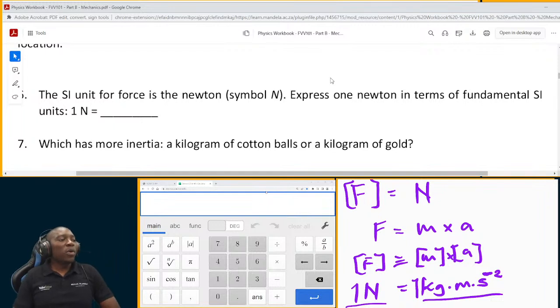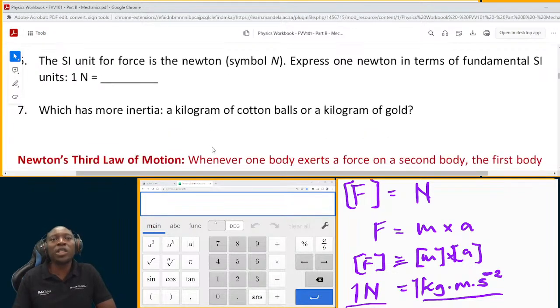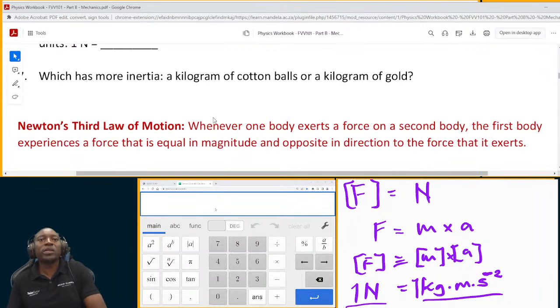Which has more inertia, a kilogram of cotton balls or a kilogram of gold? So a kg is a kg. We said mass is a measure of a body's inertia. In this case, a kg of cotton is the same kg as what we get from gold. So the inertia is the same. Neither of the two has more inertia if they are both in kgs.